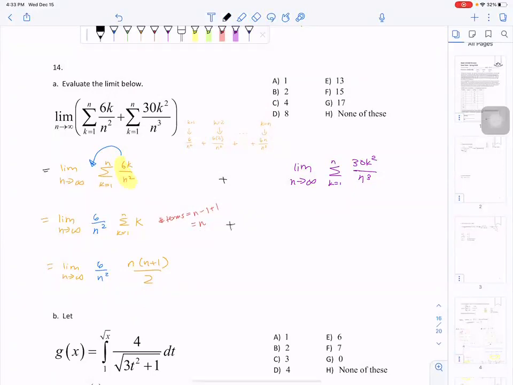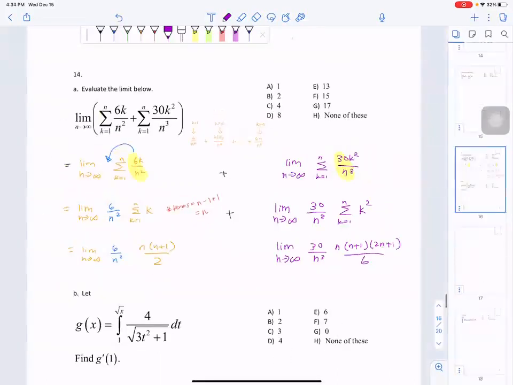What about the purple one? We can do the same thing. This 30 over n cubed is acting like a scalar. It's always going to be there for all of your terms. So let's move out the 30 over n cubed and just do the sum from k equals 1 to n of k squared. What is this sum? It's also in that chart. The formula in the chart says it's n times n plus 1 times 2n plus 1, over 6. So this is what we have right now.